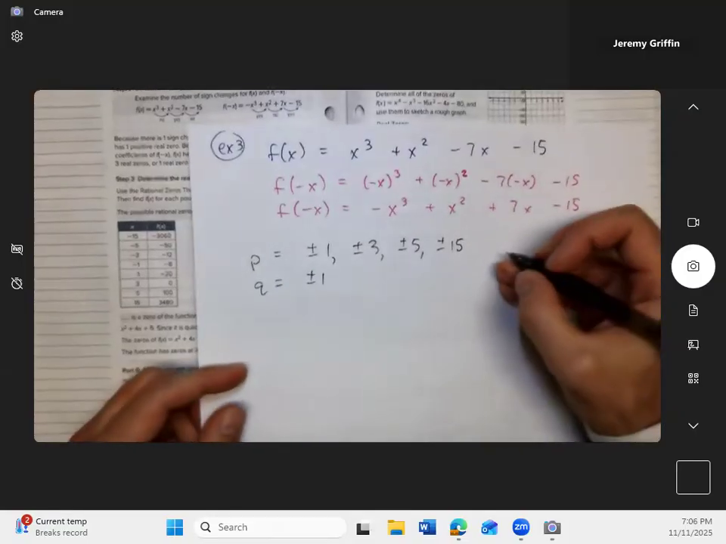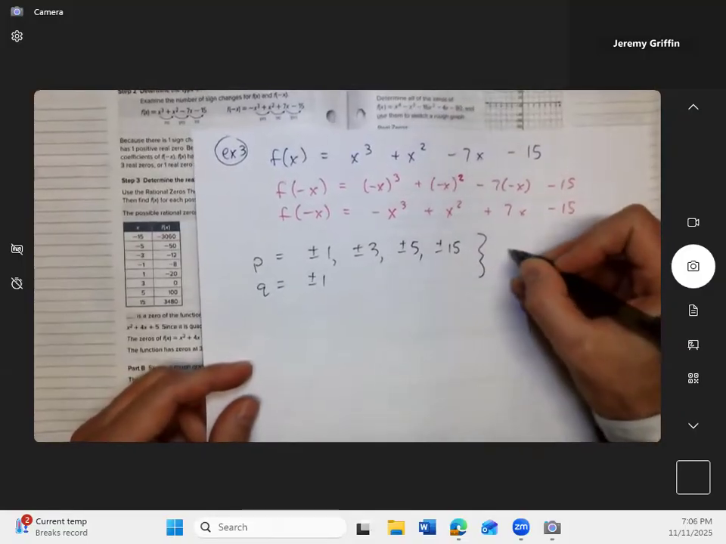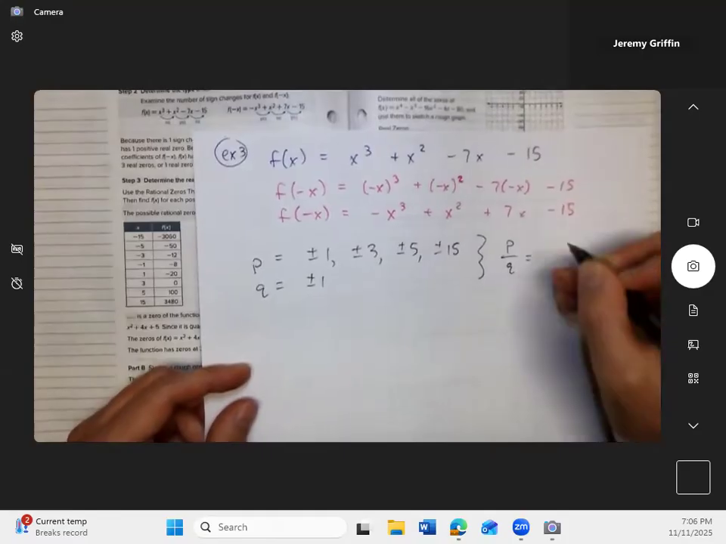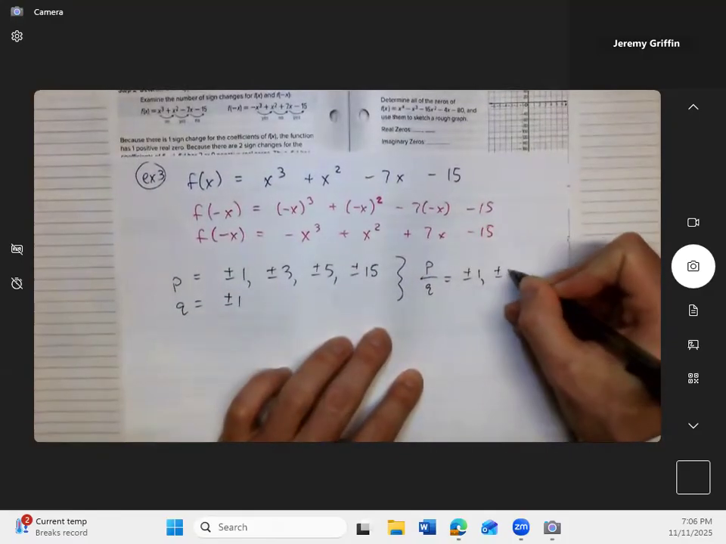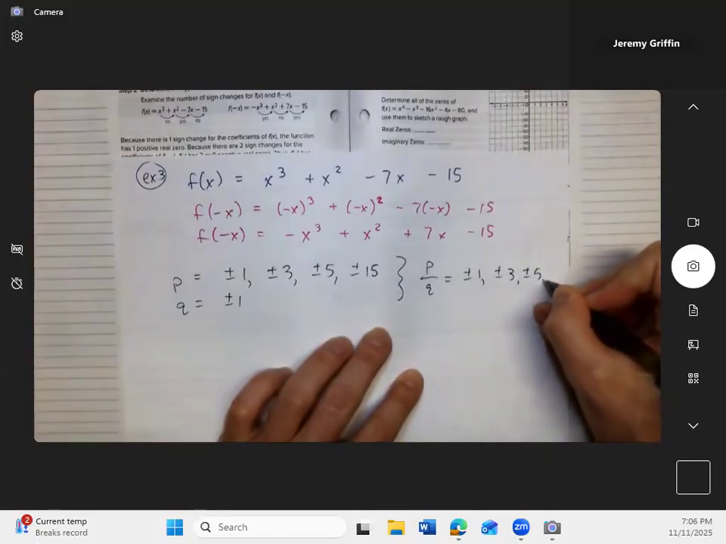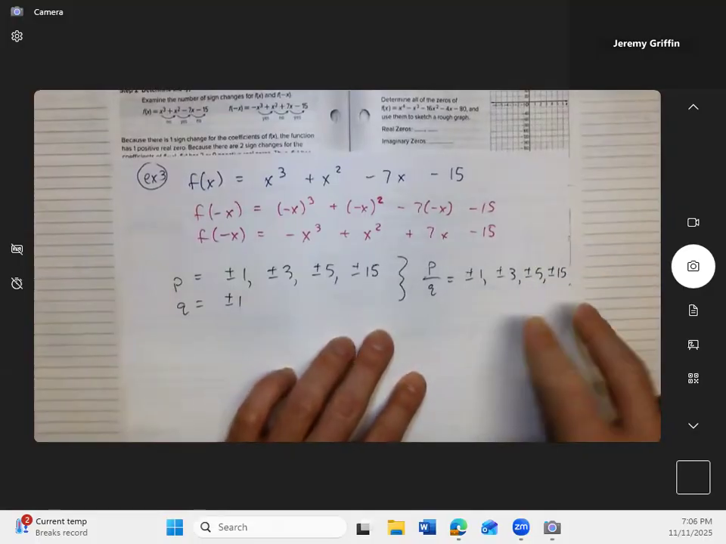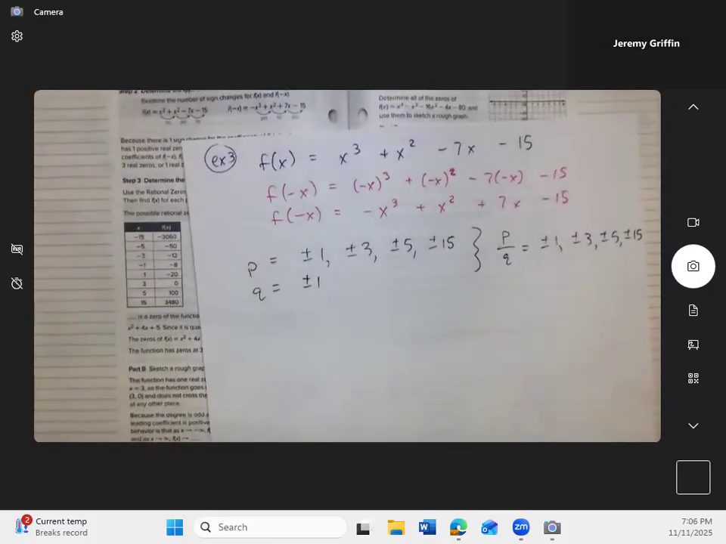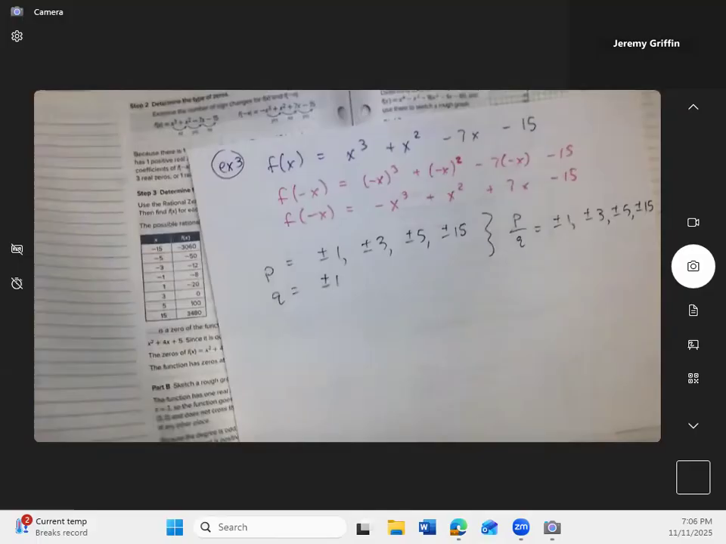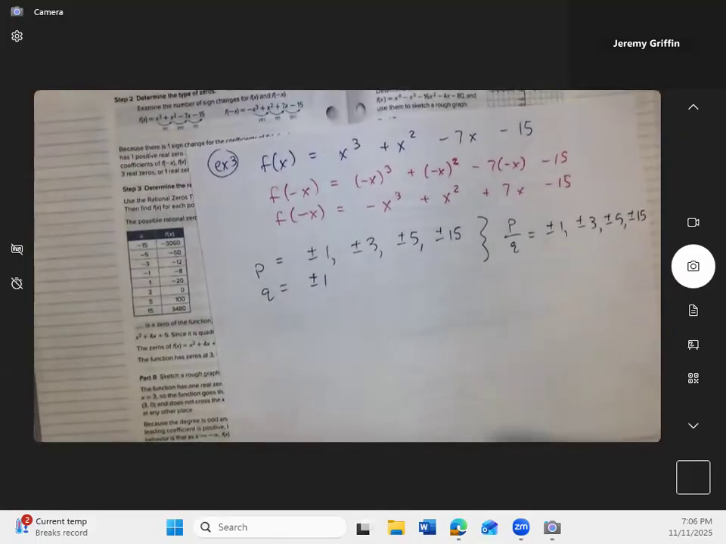And then if you do P over Q, so let's do P divided by Q. Well, that would just be the same list as P. So plus or minus 1, plus or minus 3, plus or minus 5, plus or minus 15, right? So that's my list of where I want to start hunting around to try to find some x-intercepts. Like where are these zeros?